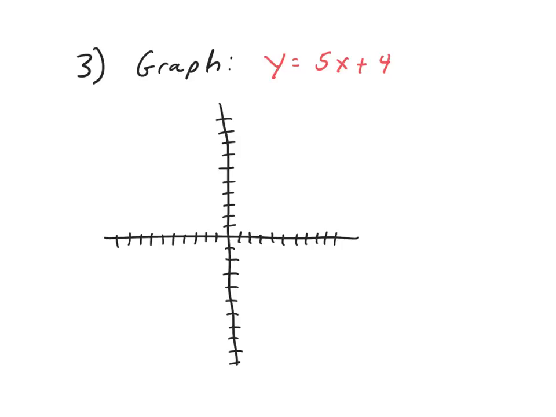On number 3, it says graph y equals 5x plus 4. So the 5 is our slope, so it's 5 over 1. And this is going to equal 5 up and 1 over. And then our 4 is our y-intercept. So this is our y-intercept.